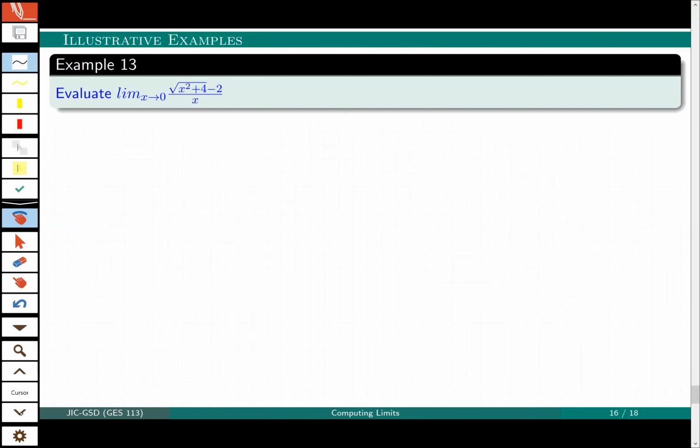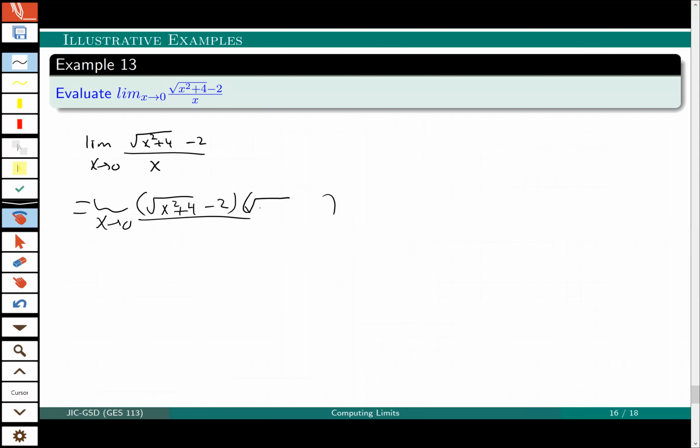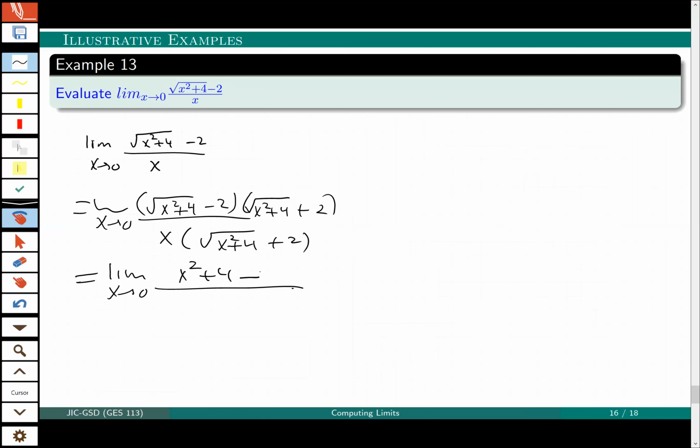We need to multiply by the conjugate, as we said before: the square root of x squared plus 4 minus 2, over x. I multiply by the conjugate to get rid of the root. The conjugate will be the square root of x squared plus 4 plus 2. That will be x times the square root of x squared plus 4 plus 2. So that will be equal to the limit when x goes to 0, square of the first minus square of the second. The square of 2 is 4.